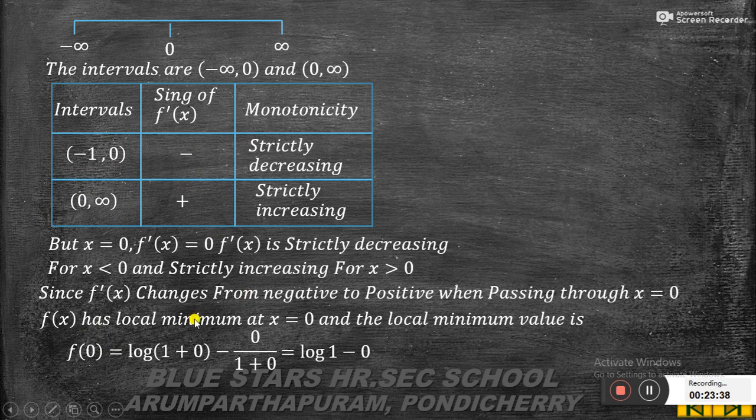Now we find the local minimum value, so we take f(0) equal to log(1 plus 0) minus 0 by (1 plus 0). Log 1 is 0, so 0 minus 0, the answer is 0. So f(0) equal to 0, so 0 is the local minimum, therefore the local minimum value is 0.